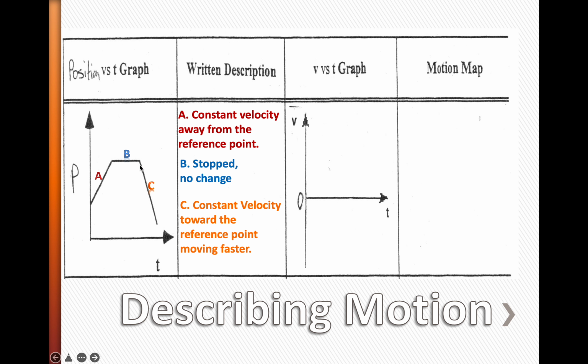It's a negative velocity, and it'll be moving faster because it's steeper. So A, positive velocity. B, no velocity. C, negative velocity. Now there is something wrong with this, and I'm going to have to try to fix that. This should be further down below because it is more negative than this one is positive.